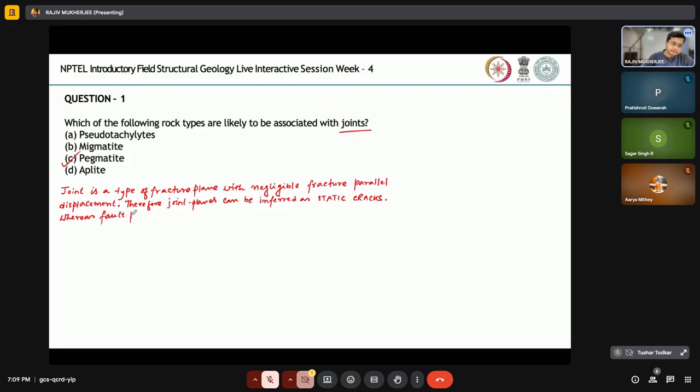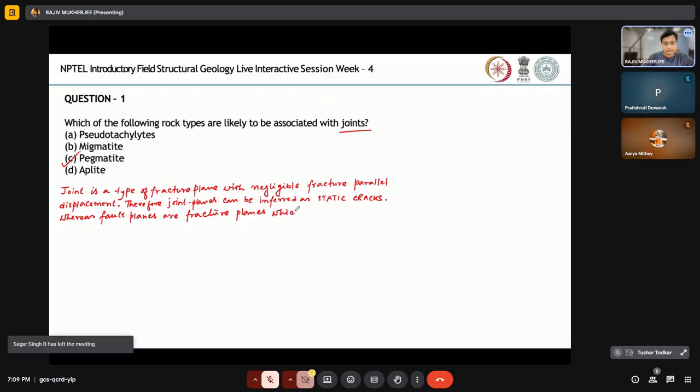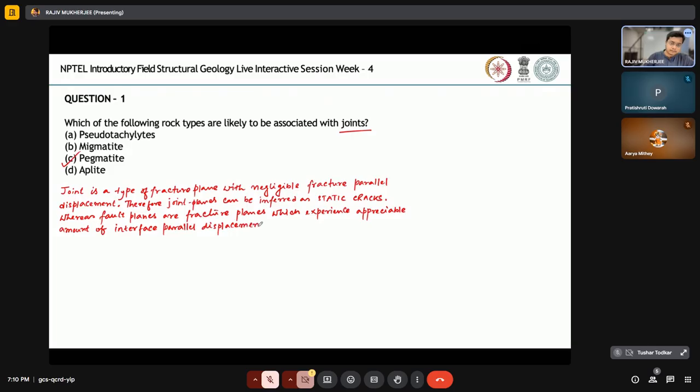Whereas fault planes are fracture interfaces or fracture planes which experience appreciable amount of interface parallel displacement.